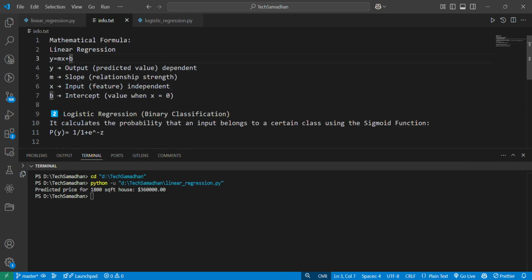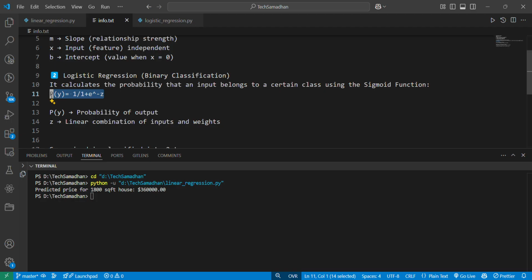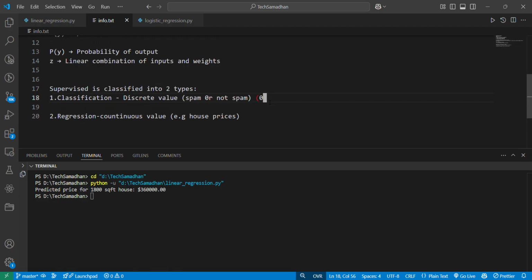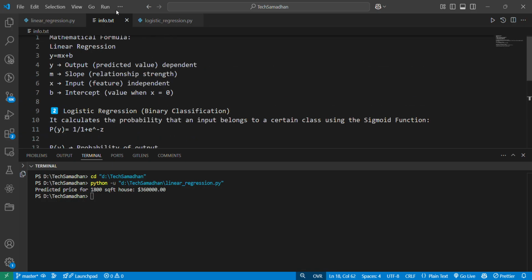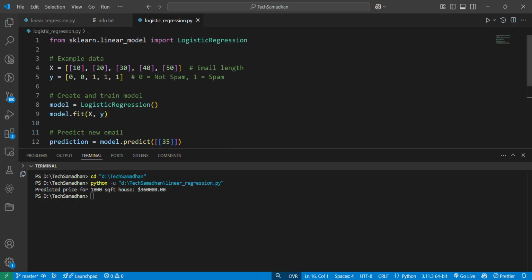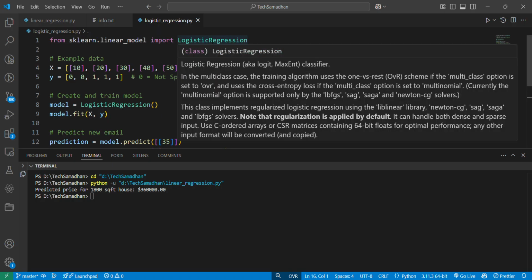Now moving forward with logistic regression. Now this is the mathematical equation. It is a sigmoid, 1 by 1 plus e to the power minus z. Logistic regression is also a statistical method where we predict binary outcomes, as we saw here, 0 or 1. So it is discrete value we predict in logistic regression. Here linear, continuous, and here we will predict discrete value. So you can see here logistic regression. You can read it here itself.